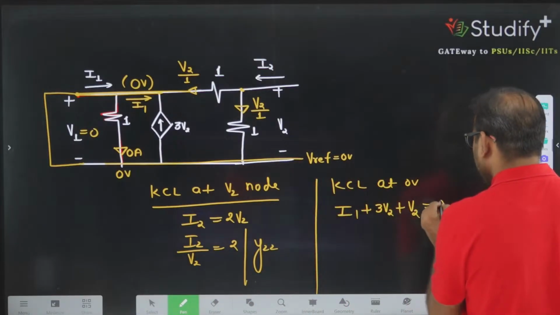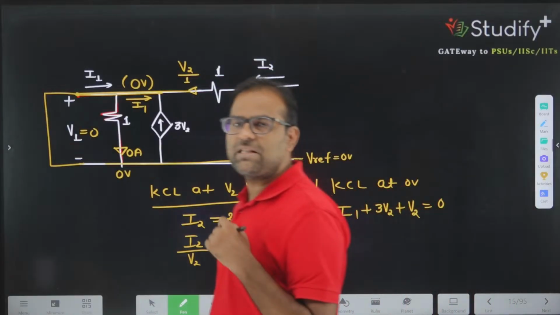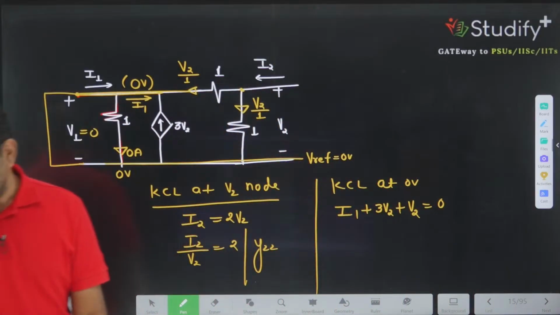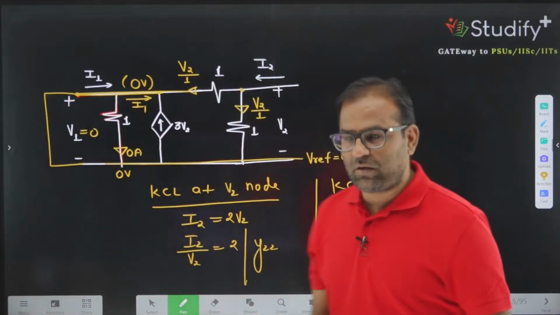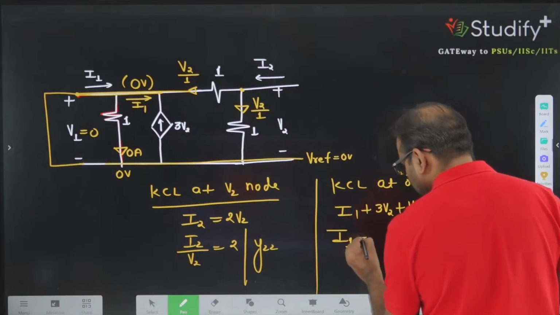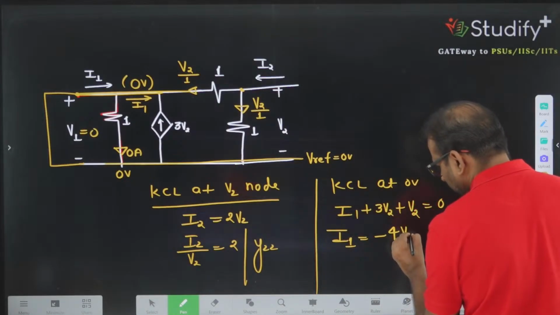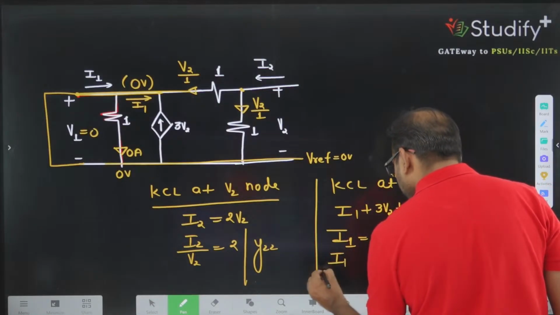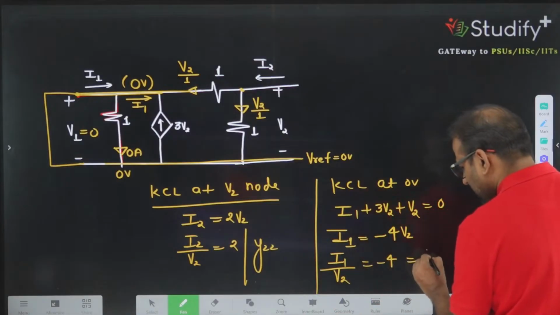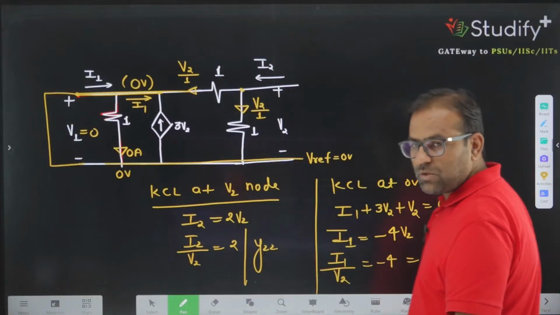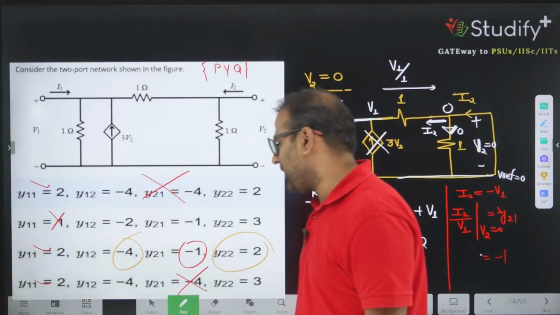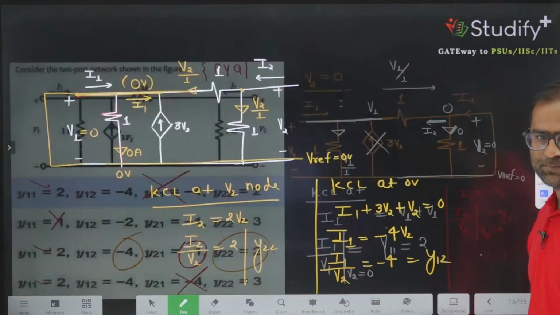The sum of all currents equals 0, because KCL says that the summation of the currents at a node is always equivalent to 0. So I1 is equivalent to minus 4 times V2. I am interested in the I1 by V2 ratio, and that ratio is minus 4. That ratio is known as Y12. So Y12 is minus 4. So you can calculate all parameters for this network.